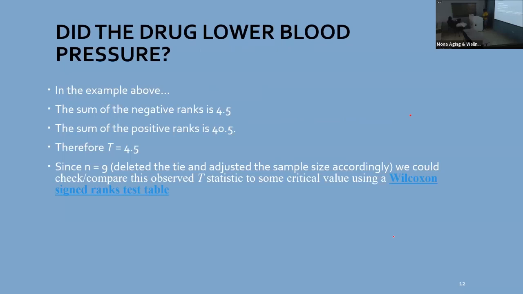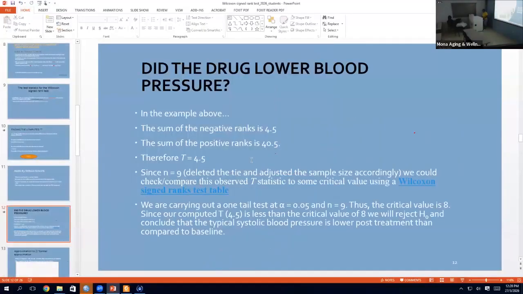So the question for us is, did our drug lower blood pressure? We know the sum of the negative is 4.5, the sum of the positive is 40.5. This is a repeat. And we know that T is 4.5. Now N is 9 because we deleted the tie and we adjusted the sample size by 1. So now we're going to go to the Wilcoxon signed rank test table and check to see if there is a statistically significant difference there.